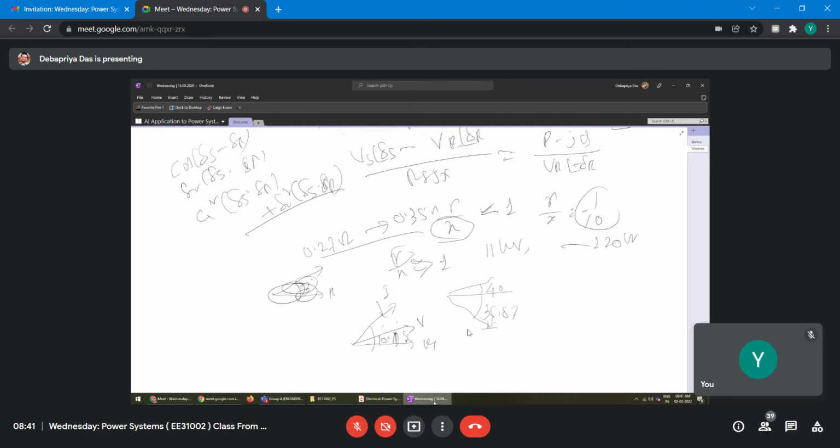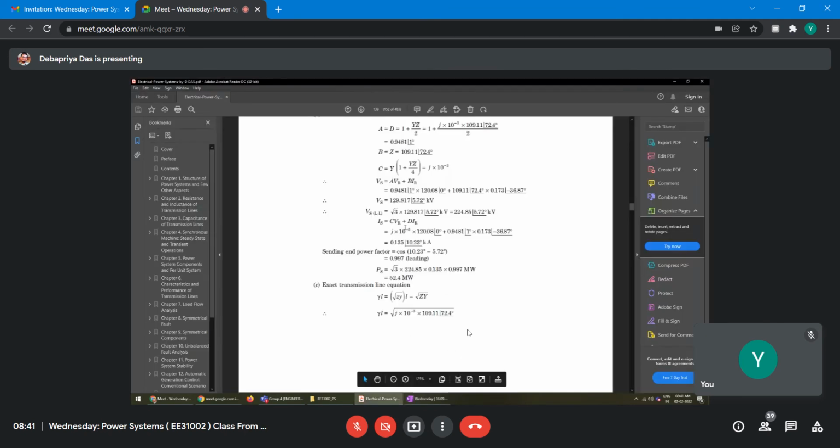That's why it is taken as such. So 0.997, it is leading, and in that case your power will be root 3 this much, right? Because if you see that voltage is 5.72 and current is 10.23, that means voltage lags from the current, right? This is your 52.4 when it is in the nominal pi method.